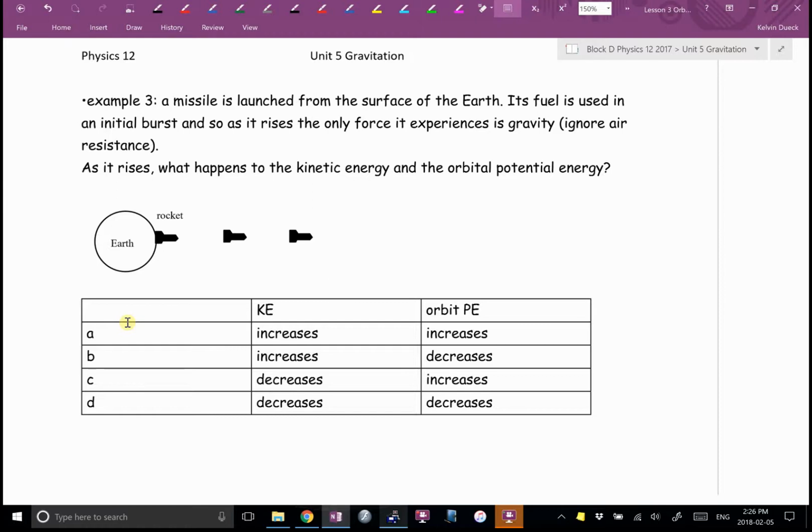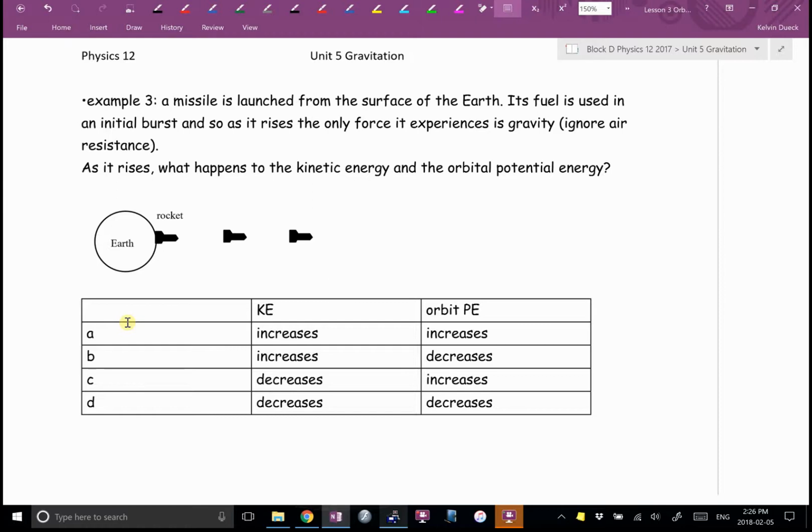What happens to the kinetic energy and the orbital potential energy? Let's look at the kinetic energy first. So if you fire all your fuel and now you coast as you go up, what happens to the kinetic energy? Why does it go down?